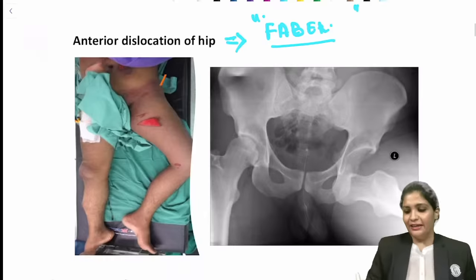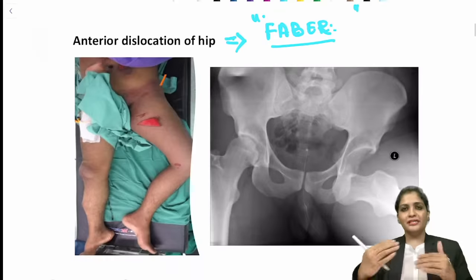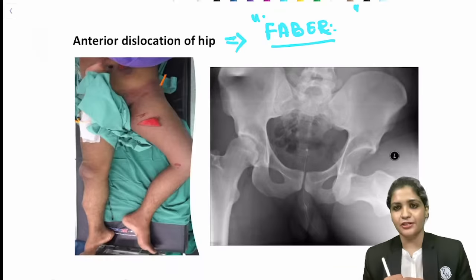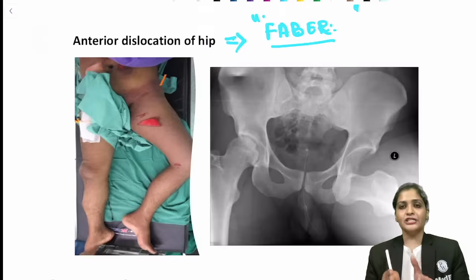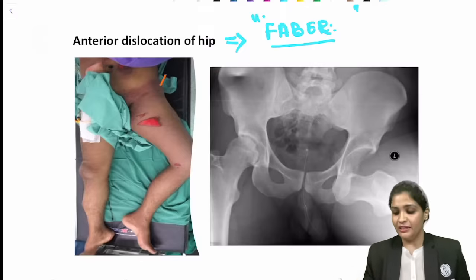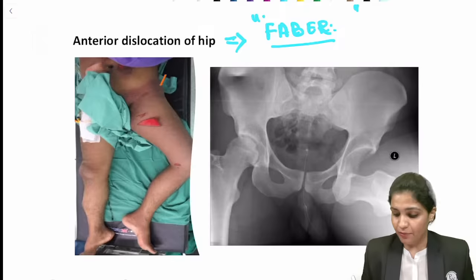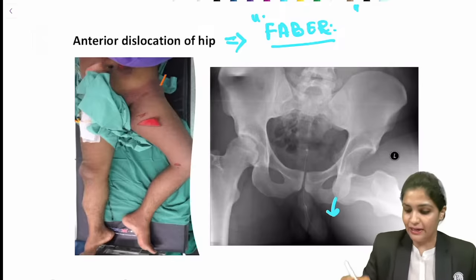Okay. Now, next we are dealing with the anterior dislocation. This is exactly opposite to the posterior dislocation. So, this will result in flexion, abduction and external rotation, where the femoral head is coming outside anteriorly.